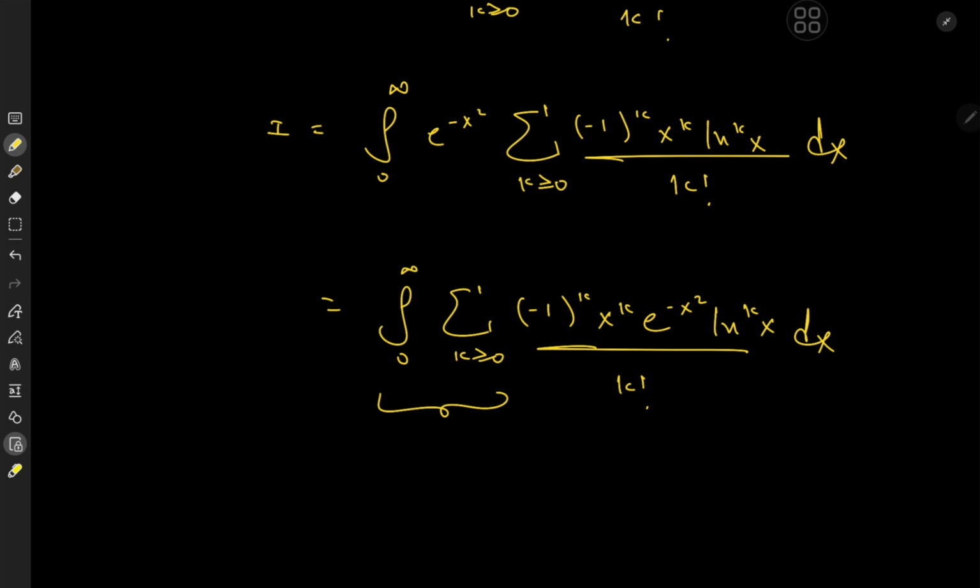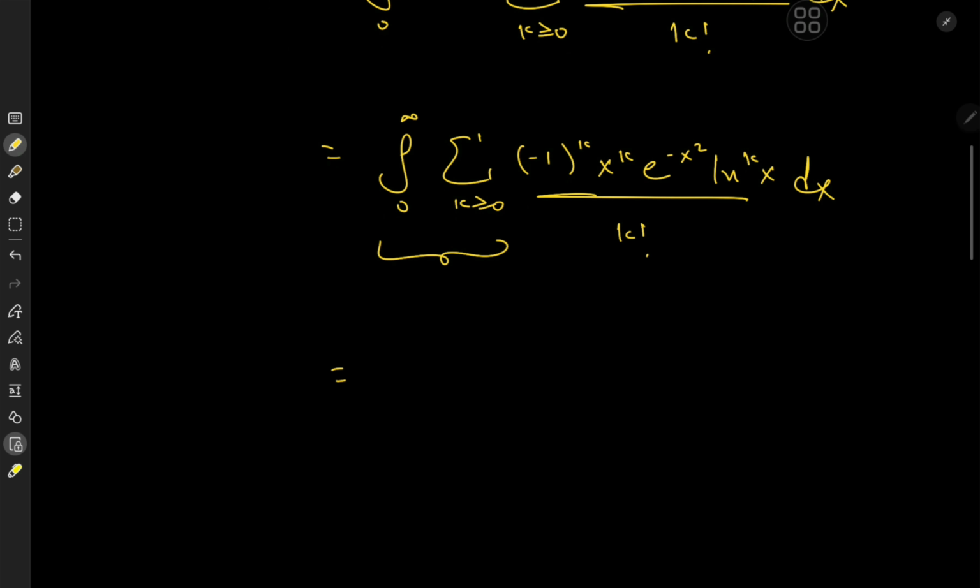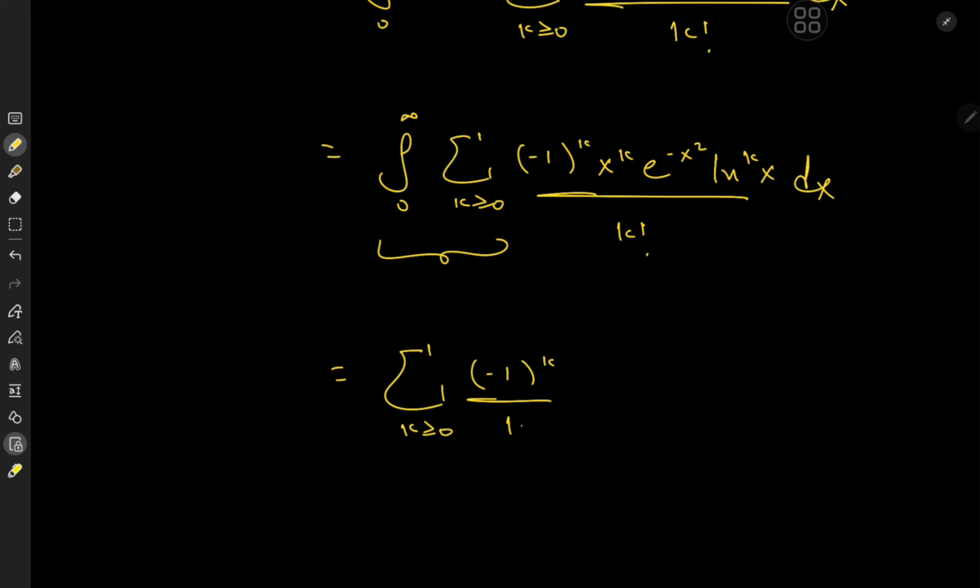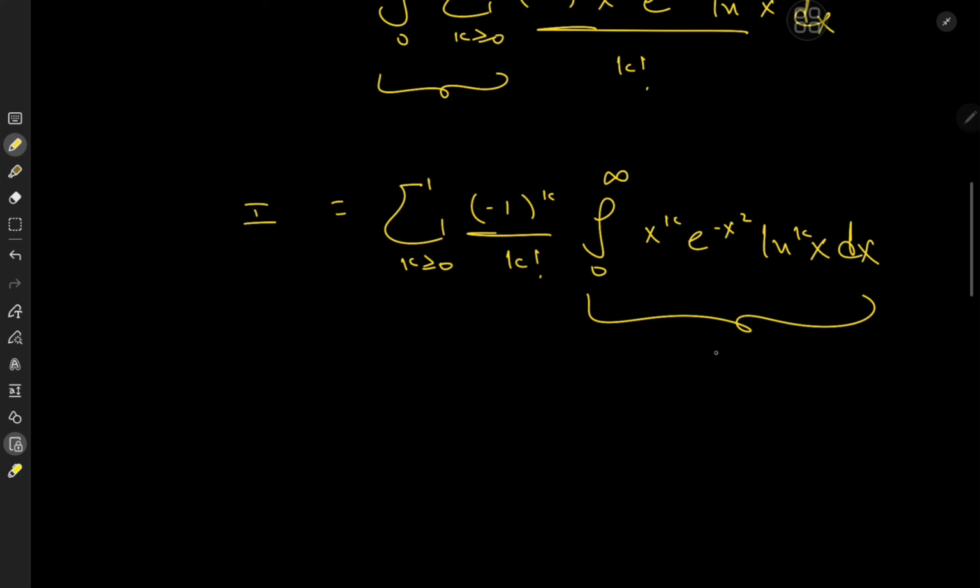We'll now switch up the order of the integration and summation operators, and while I'm at it, I'm going to take all of the k terms, that is to say the terms independent of x, outside the integration operator. So we have negative 1 to the k over k factorial times the integral from 0 to infinity of x to the k e to the minus x squared log to the k of x dx. So now let's try evaluating this integral here that I'm going to call I sub k.